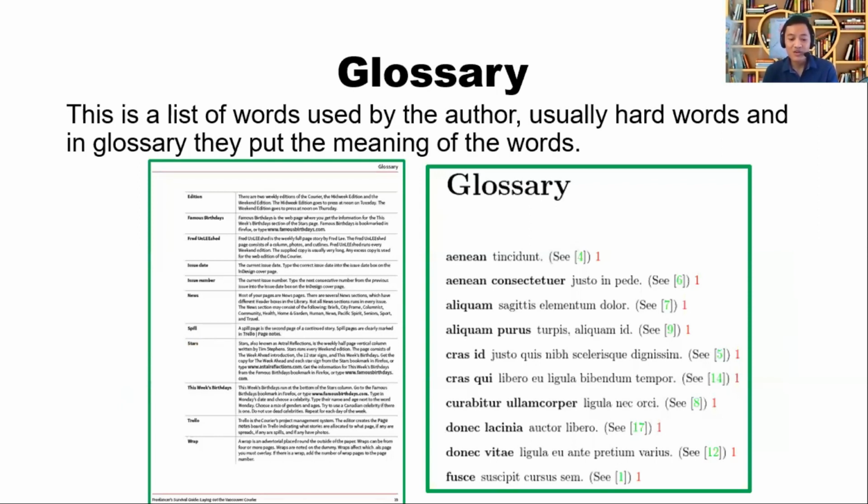We have here the glossary. When we talk about the glossary, this is commonly seen at the back end of the book, at the last part. This is the list of the words used by the author. Usually hard words are in the glossary, and they put the meaning of the words. The glossary talks about the meaning of the words that the author used. Then you can understand the meaning of the words that the author used in the book. That is what the glossary is all about.